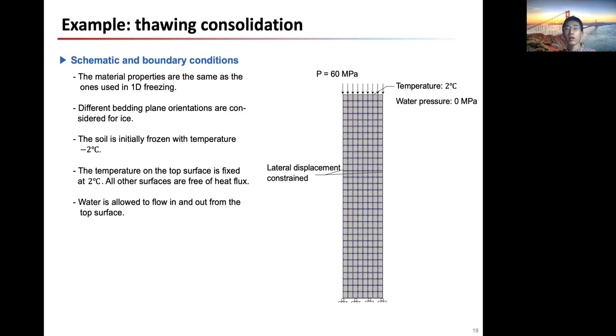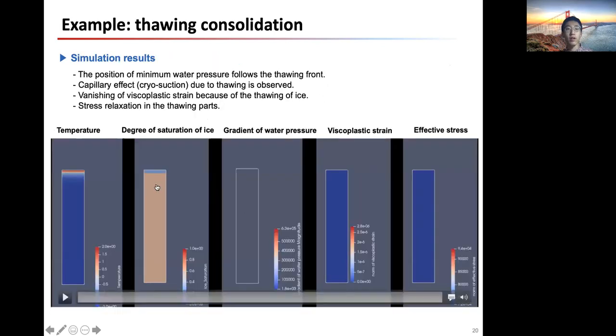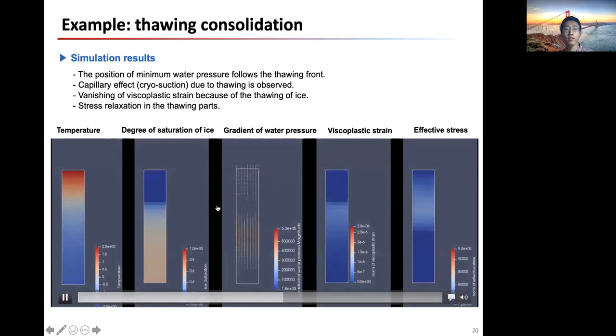The second example is the thawing consolidation. We have a 2D sample supported on rollers, and we have this lateral displacement constraint. The sample is initially frozen at -2 degrees. And we apply a constant temperature of 2 at the top, and also a constant pressure of 60 megapascal at the top. So here are the results. This is temperature, saturation of ice, gradient of water pressure represented by arrows, viscoplastic strain, and the effective stress. If we focus on this gradient of water pressure, we can see that the minimum water pressure always follows the thawing front in this case.